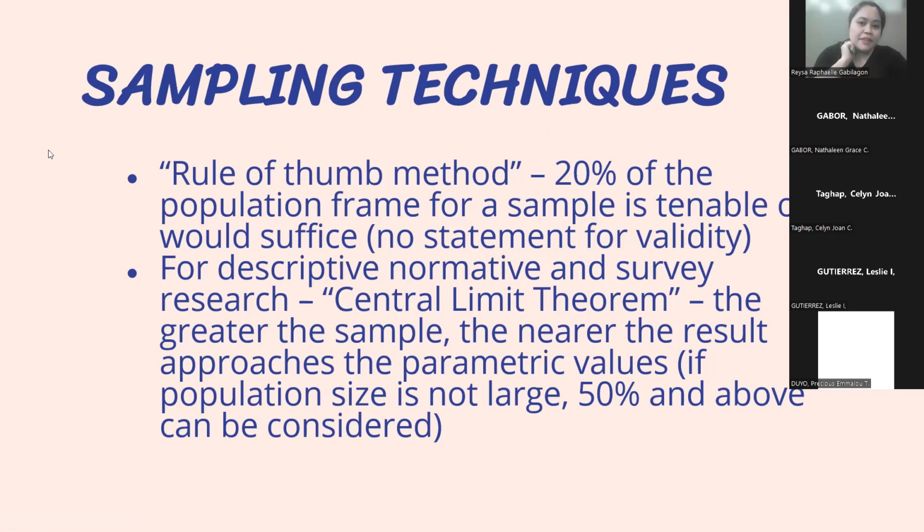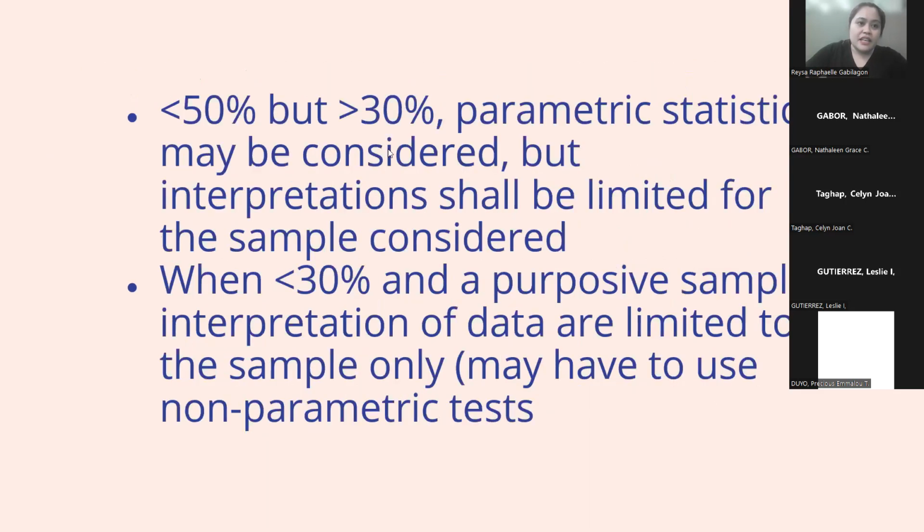Okay? Now for descriptive, normative, and research survey, we will be doing a central limit theorem wherein if the population is not really that large, so for example 200 lang, you can have 50%, at least 50% or more than 50% as sample. Okay, i-consider nyo siya para you can use parametric testing in statistics. So, di ba, you are done with your statistics. Nag-learn na tayo what's the difference between parametric and non-parametric, di ba, testing sa stat.